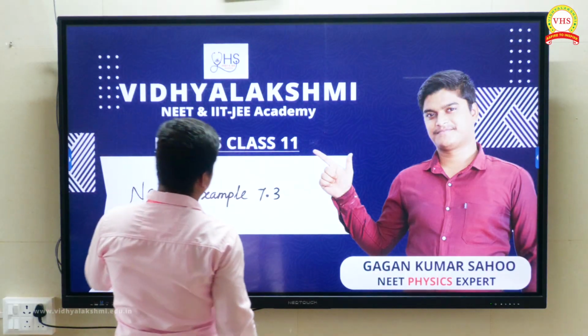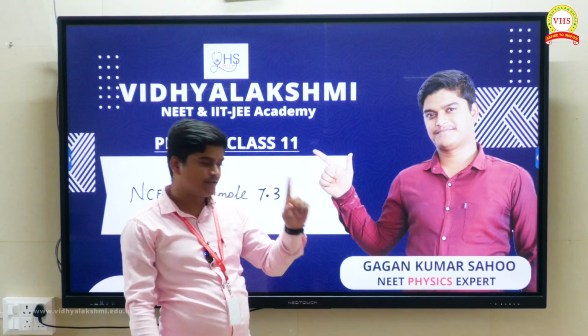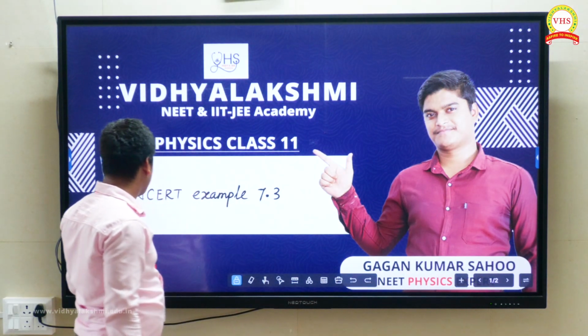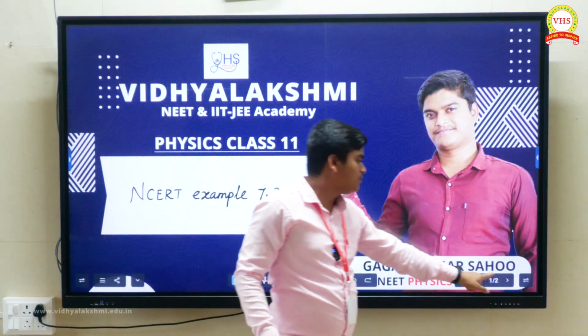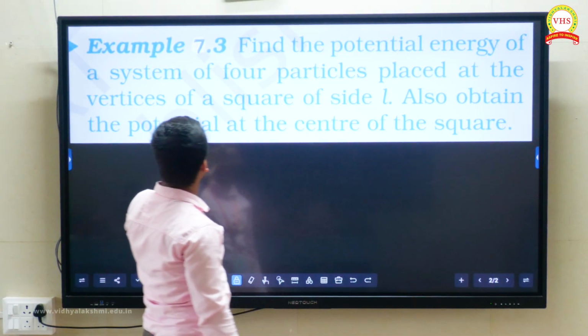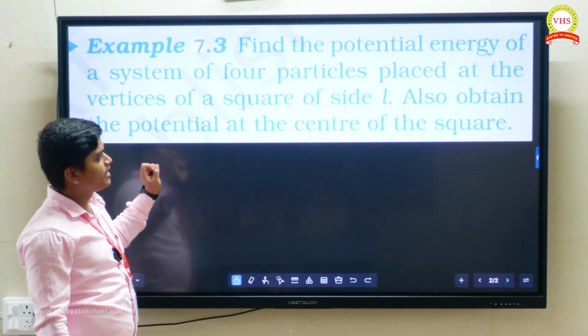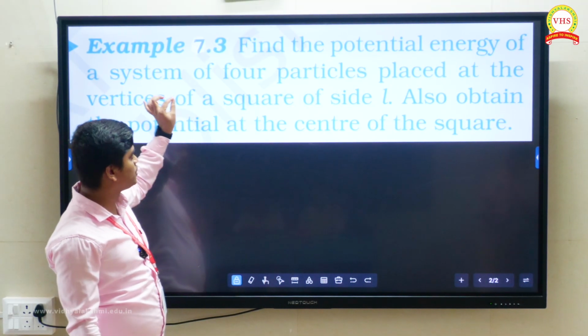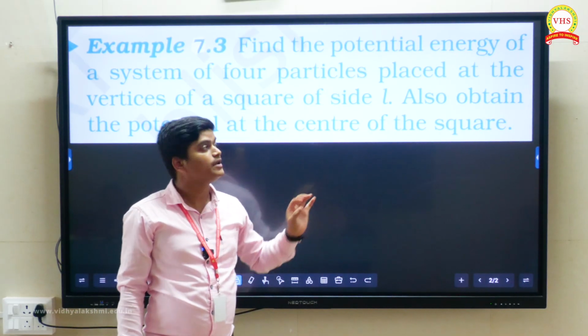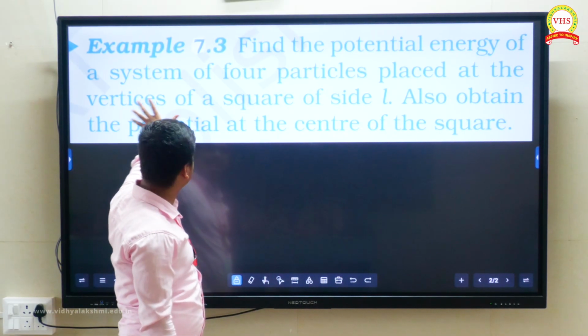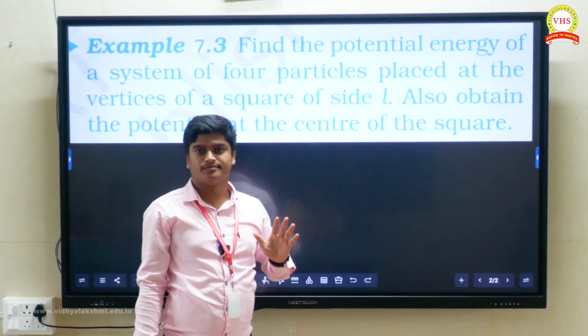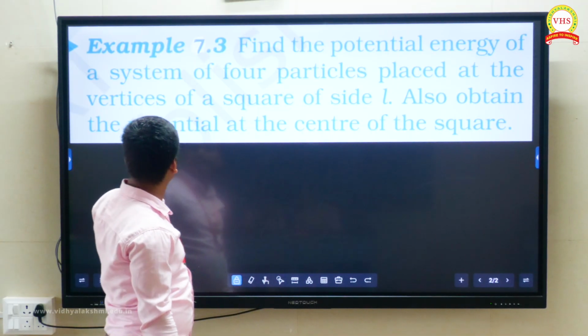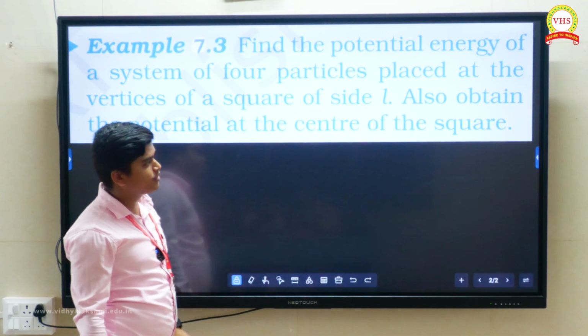Today we'll discuss NCERT example 7.3, one gravitation question. Let's see the question first. Find the potential energy of a system of 4 particles placed at the vertices of a square of side L. Also obtain the potential at the center of the square.